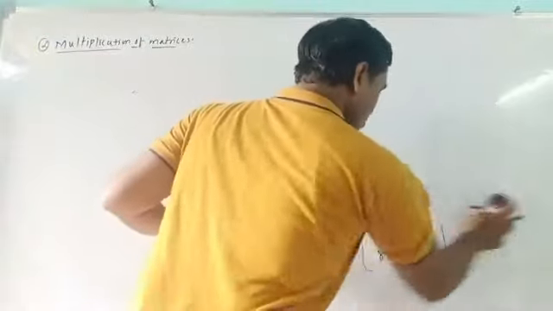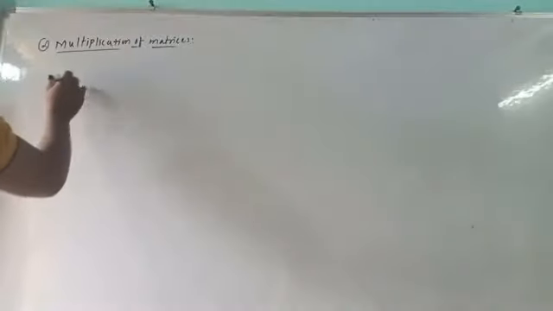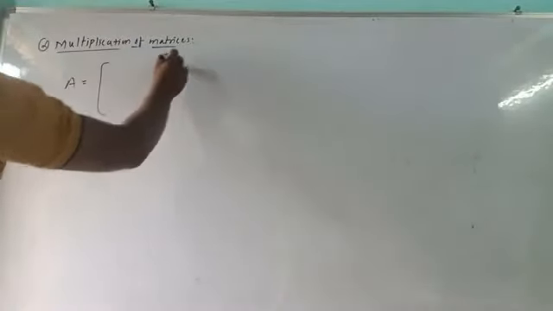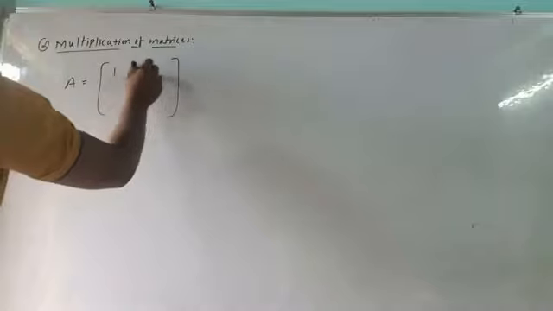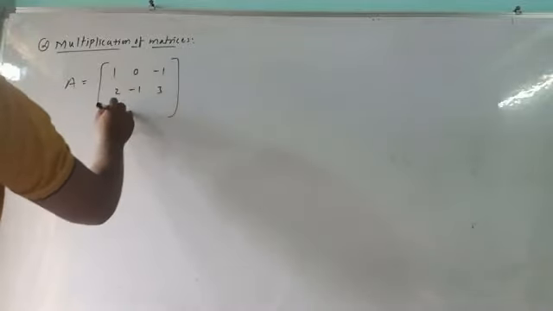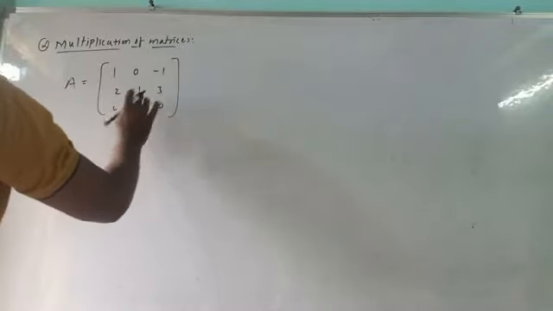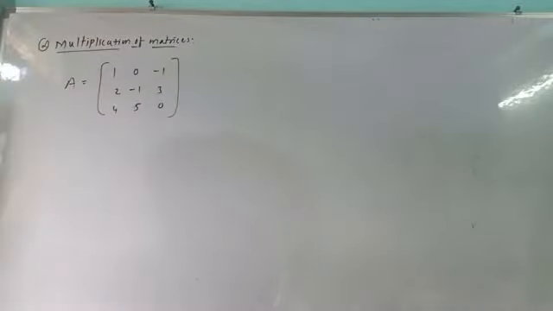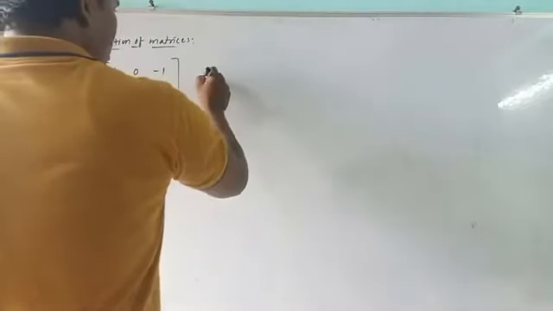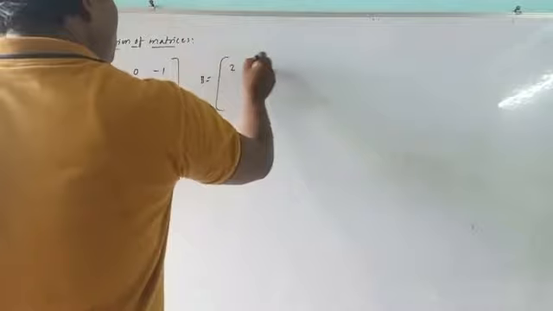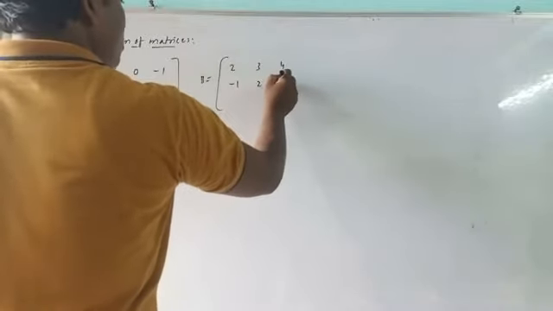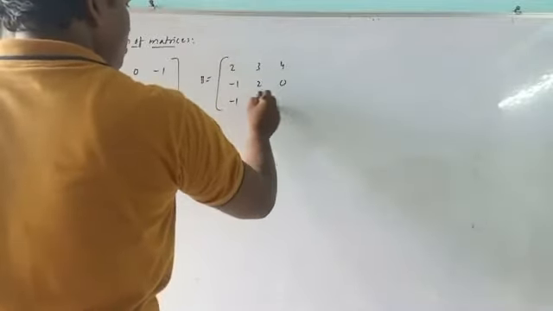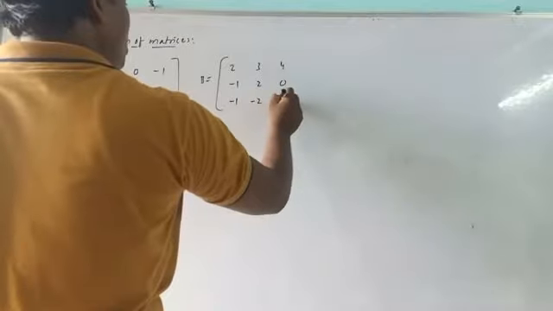Okay. So suppose there are two matrices. Randomly you are taken here. Whatever may be 1, 0, -1, 2, -1, 3, 4, 5, or 0. Like that. Randomly we took one matrix. And now another matrix 2, 3, 4, -1, 2, 0, -1, 2, -2, or 3, like that.